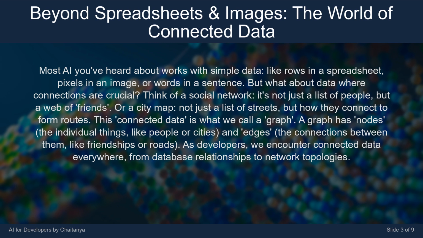A graph has nodes, the individual things, like people or cities, and edges, the connections between them, like friendships or roads. As developers, we encounter connected data everywhere, from database relationships to network topologies.